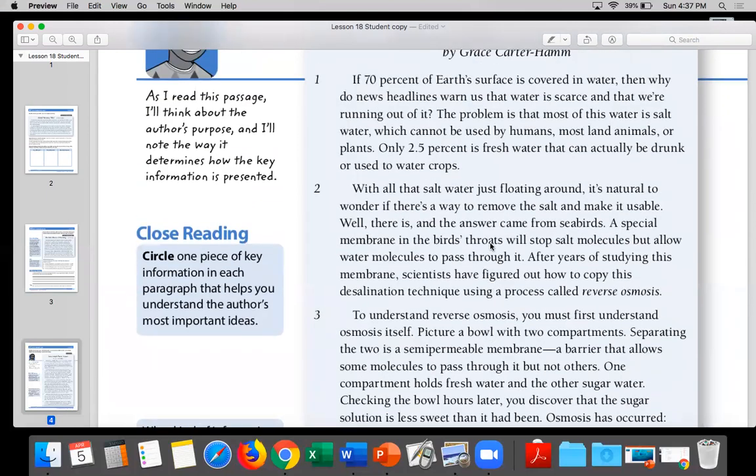Okie doke, let's do the close reading. Circle one piece of key information in each paragraph that helps you understand the author's most important ideas. You want to go ahead and pause me and try to do that, that's fine.